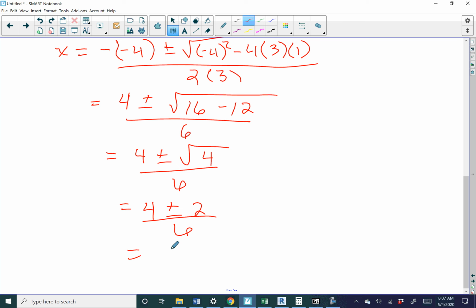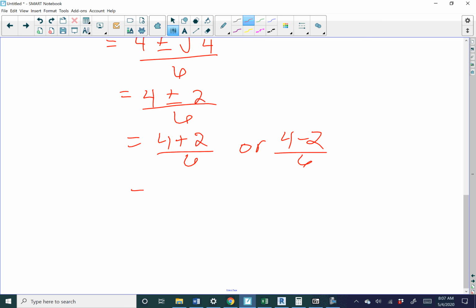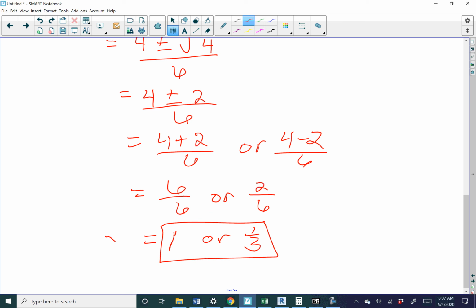Okay, so what do we get? This is two different problems, remember? So we have 4 plus 2 divided by 6, or 4 minus 2 divided by 6. So 6 over 6, or 2 over 6. What do we get? An answer of 1, or 1/3. Right, x is equal to 1 or 1/3.